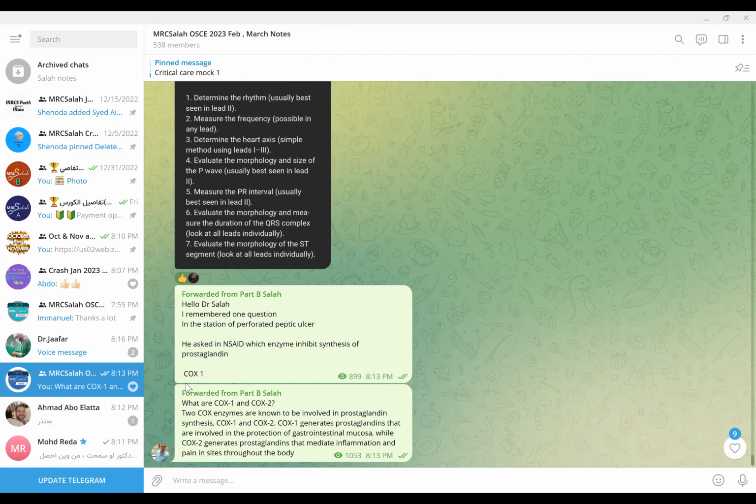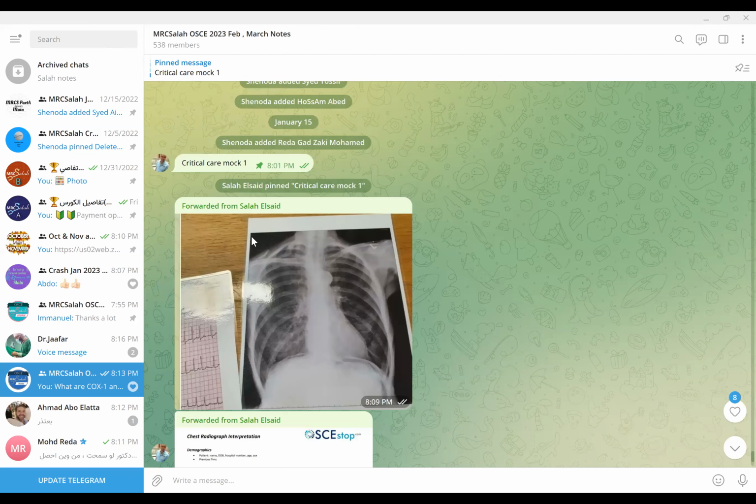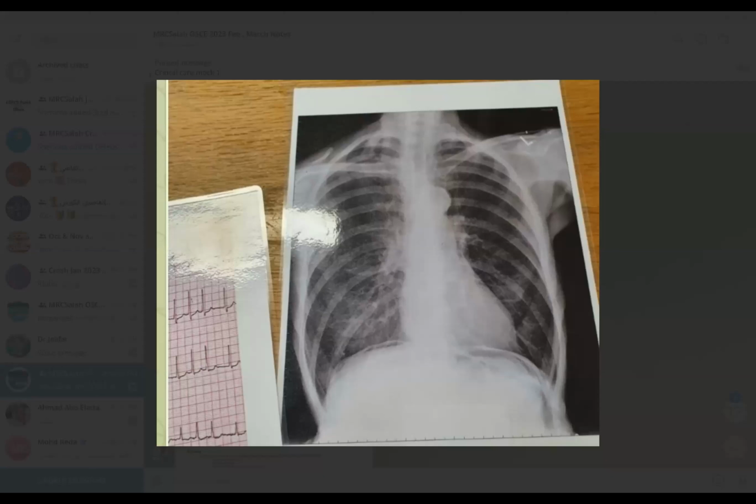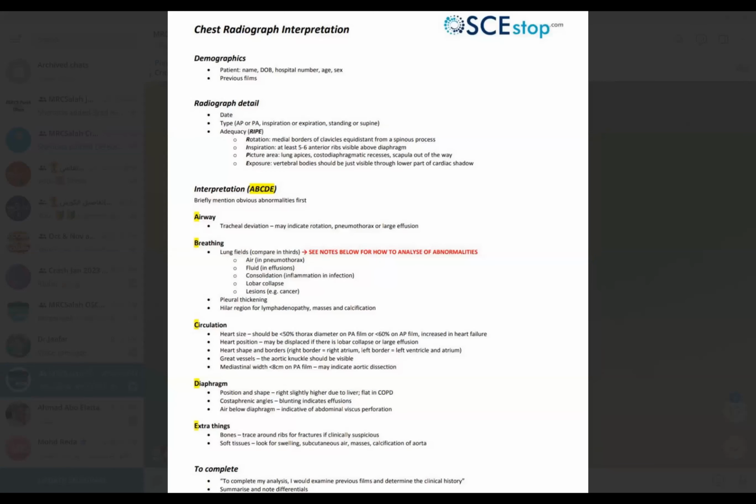This picture is from a real exam. As you can see it now, this picture of the exam shows a perforated viscus. And this is the ECG. The ECG here is AF. How to know AF? Absent P wave and irregularity.